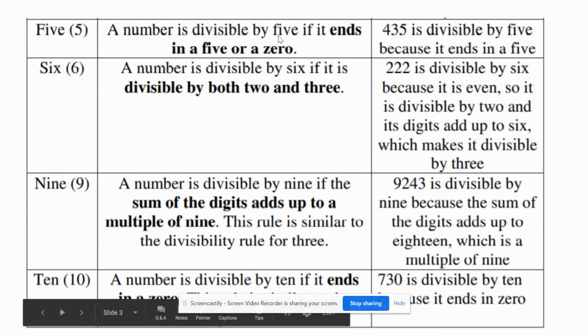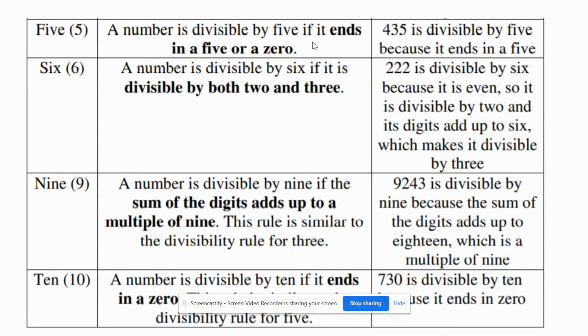So I think we all know this one again. This one's kind of like a duh moment. But here it is. If it ends in a 5 or a 0, you know it's going to be divisible by 5. Pretty straightforward. A number is divisible by 6 if it is divisible by both 2 and 3. So we know it's even, so we know it's definitely divisible by 2, and 2 plus 2 plus 2 is 6. Well, that sum is divisible by 3, so now we know it's divisible by both 2 and 3, so we know it's also divisible by 6.